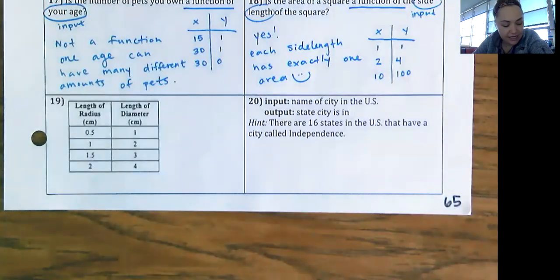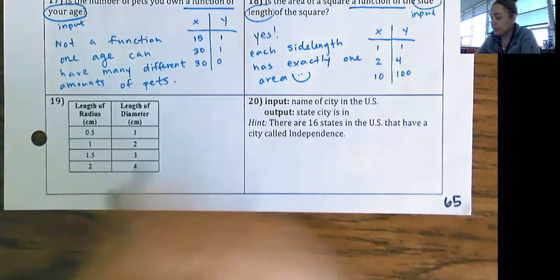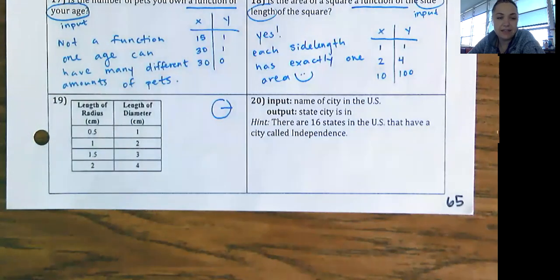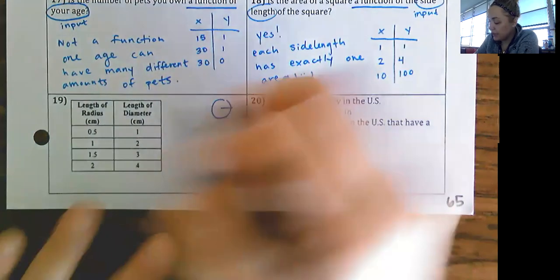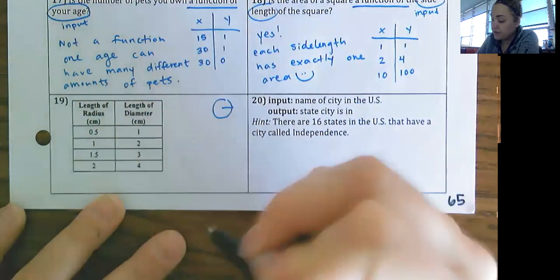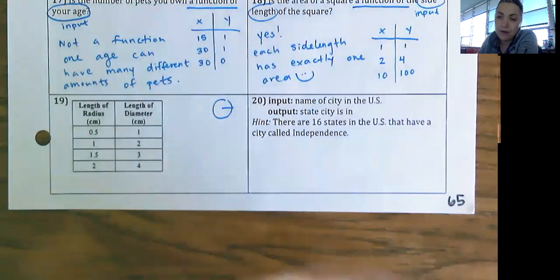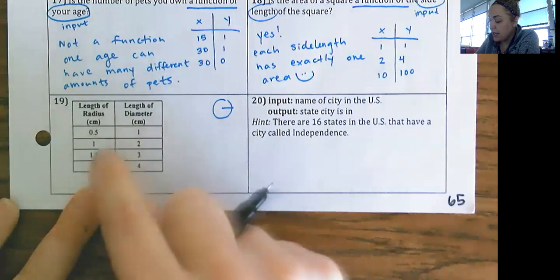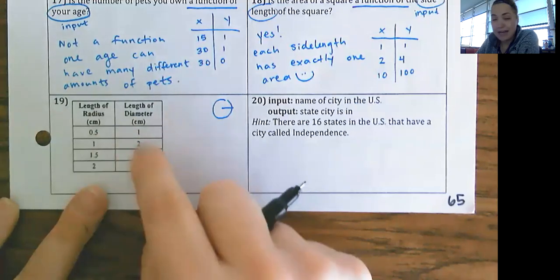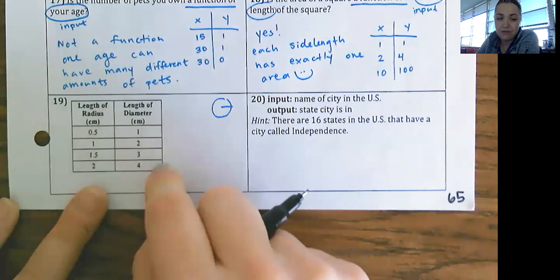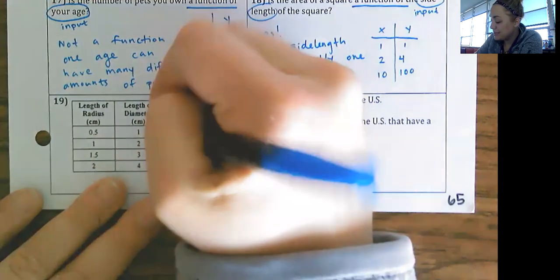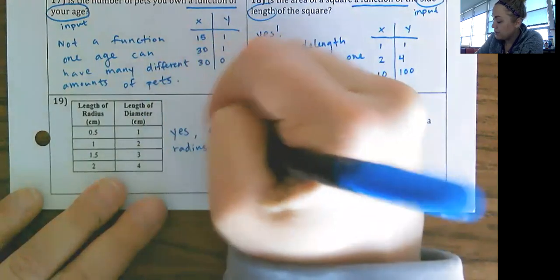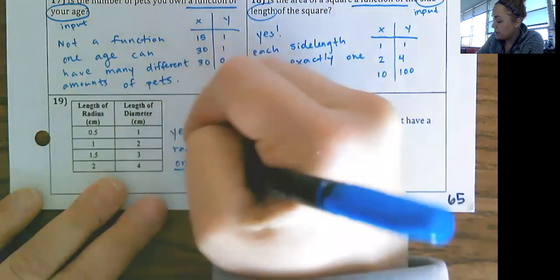Okay, let's look at number 19. The length of a radius. Now, a radius is like on a circle. That's the radius. And then the length of the diameter. So every radius here, they're listed out. They're telling you the diameter of it after. Well, the diameter would be all the way across a circle rather than halfway across a circle. You can see that 0.5 has a diameter of 1. A radius of 1 would give a diameter of 2. 1.5 would give a diameter of 3. 2 would give a diameter of 4. This one, yes, it's a function. Each radius gives 1 diameter.